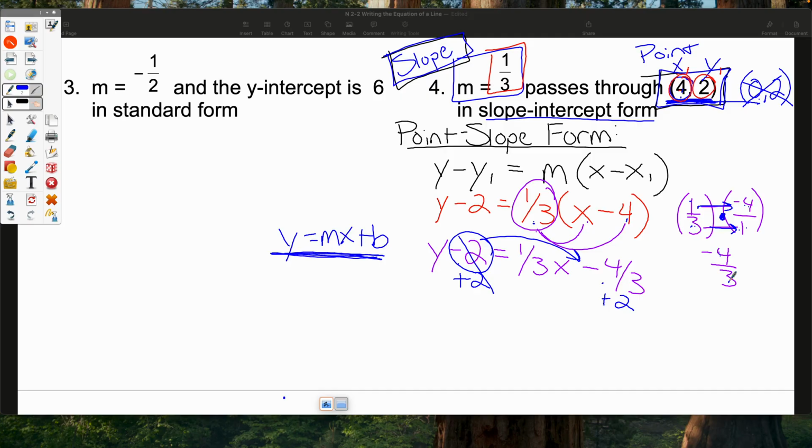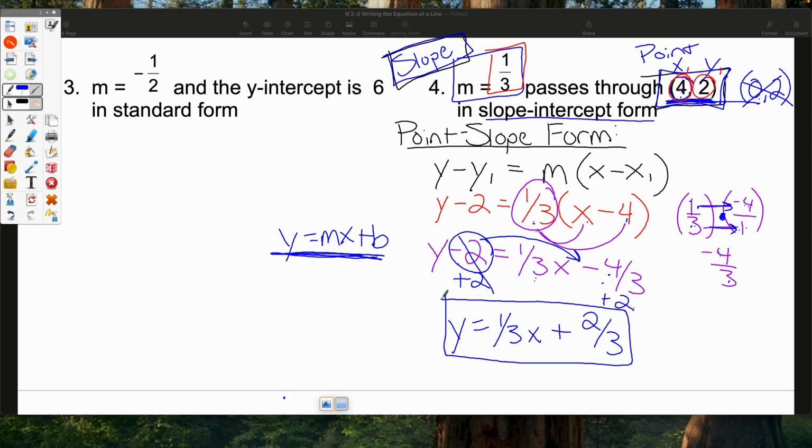So we just have our y on the left side, our 1/3 x hasn't changed. And then we do -4/3 plus 2. You can add those up. Your calculator should say 0.666, yes? Anybody do that in your calculator? 2/3. Yep. And then we can use the math fraction function to get to your fraction. -4/3 plus 2 is plus 2/3.